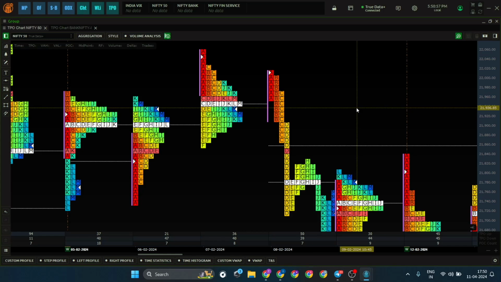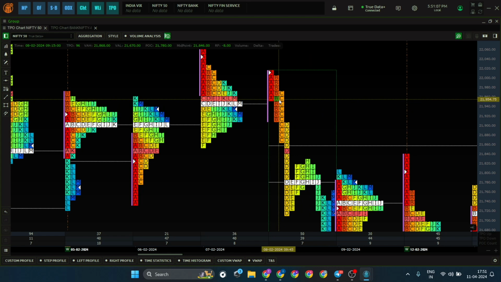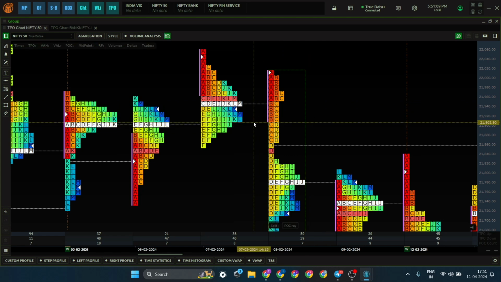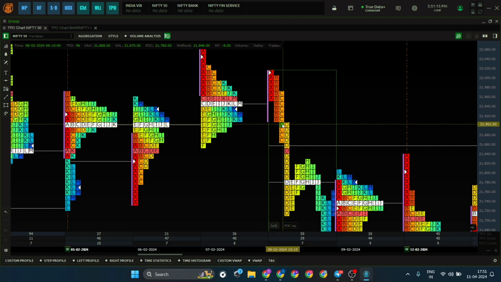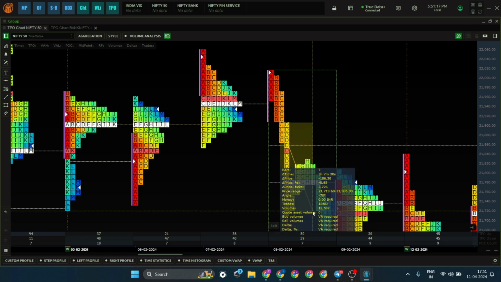But in some situations we consider 90% as range extension. In some cases we consider 100% as range extension. So that we will learn in further sessions. But for now you simply consider, if the breakdown has happened, this is the range extension. Okay, from this C period, this particular TPO, we got a range extension.